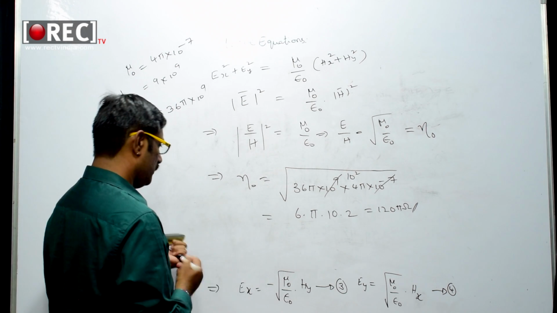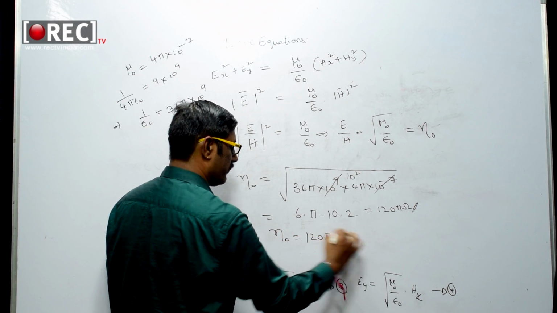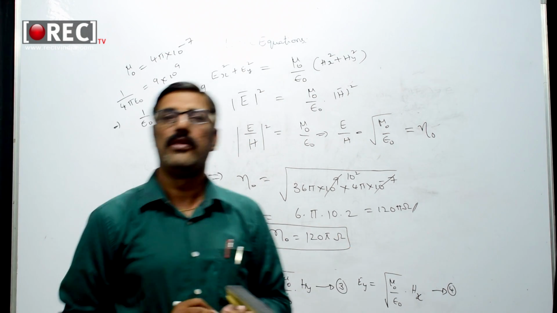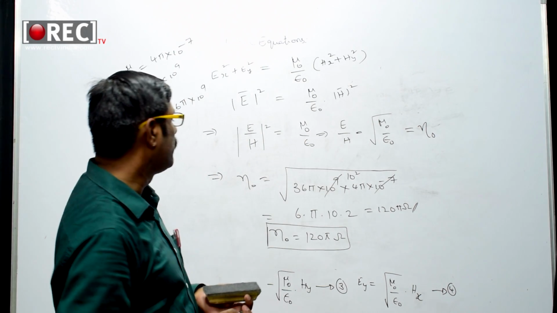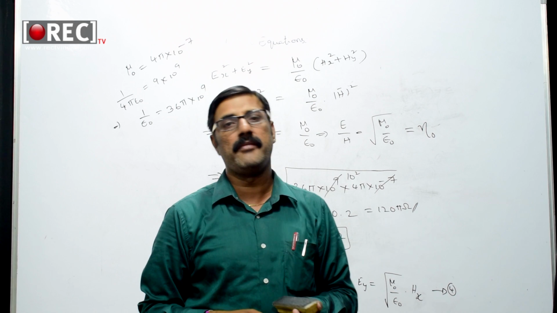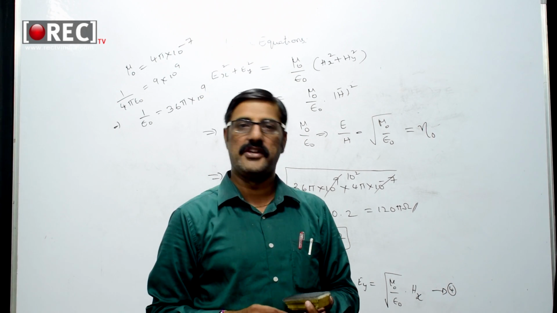So if anybody asks you what is the intrinsic impedance of free space, you should be in a position to say that its value is 120 pi ohms. Next class we are going to discuss the wave equations for any conducting medium and dielectric medium, and if possible sinusoidal variations.